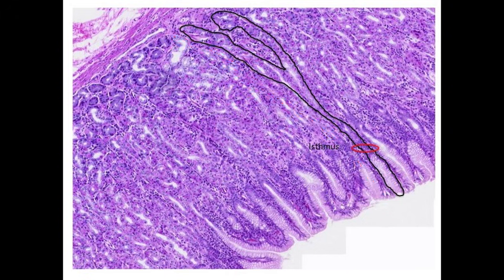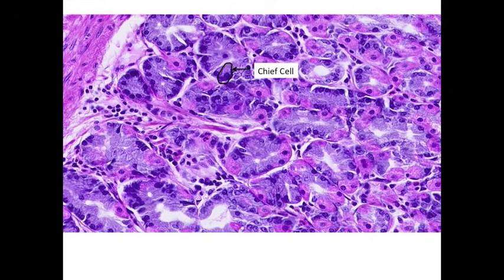The isthmus is the site of the regenerative cells that replace all of the epithelial cells of the gland, gastric pit, and luminal surface. At the base of the gland, the basophilic chief cell is apparent and is responsible for secreting pepsinogen, a precursor to the enzyme pepsin.